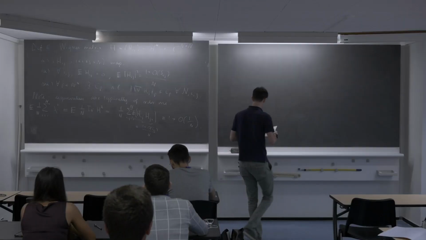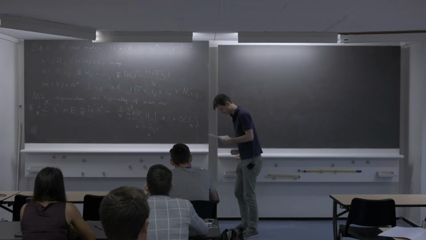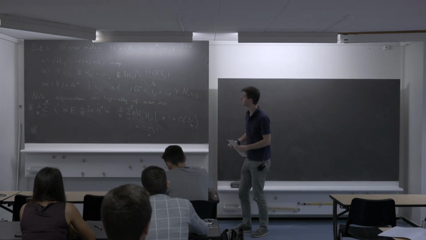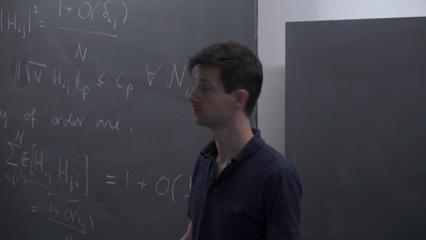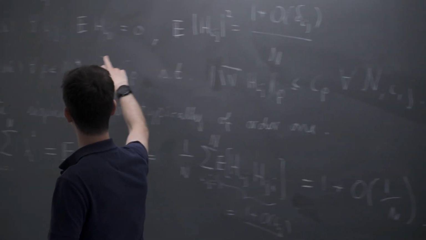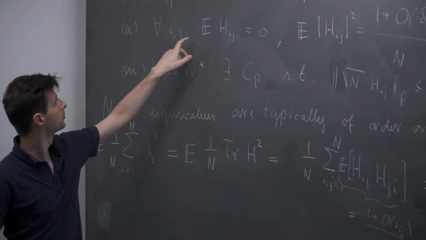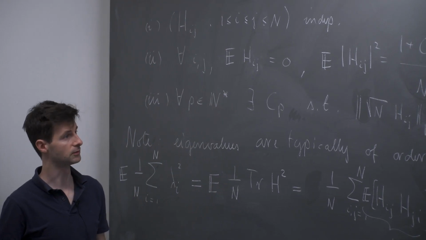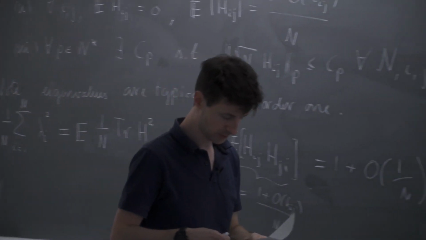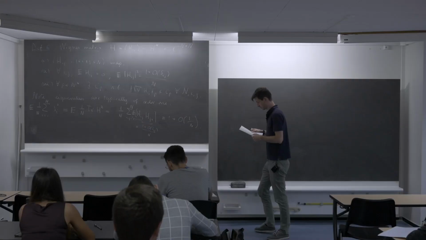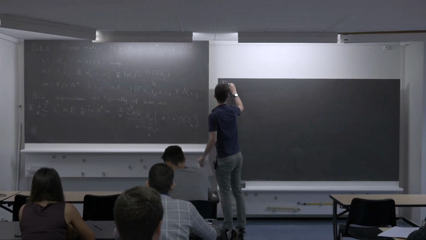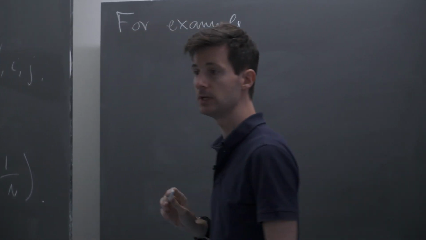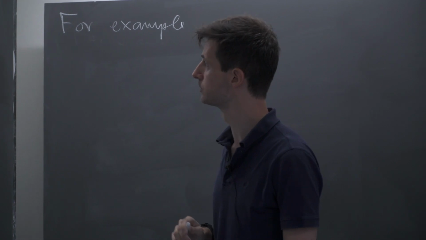Okay, so examples. There are of course, you can pick any of your favorite probability distributions. You can put it in here, you can put it in h_ij, and you will have an example. So giving examples is kind of artificial. Let me nevertheless mention the Gaussian examples because they are important. The GOE and the GUE that we saw last time are examples of Wigner matrices.